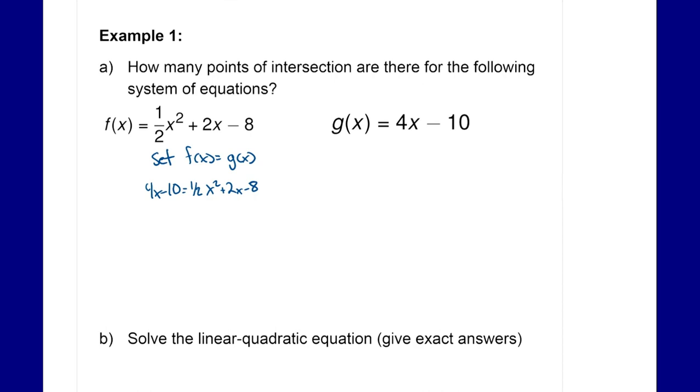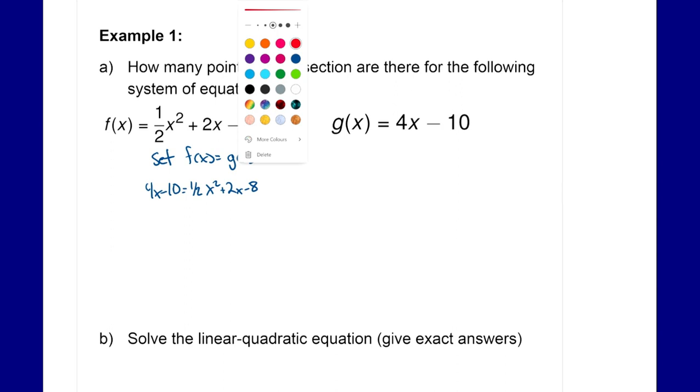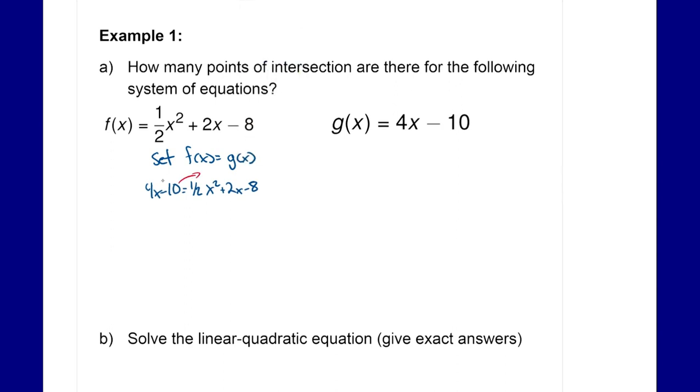Now what we're going to do is set it equal to 0, so I'm going to move everything over to the other side. I'm going to bring the 4x and the minus 10 over. So I'm left with 0 equals 1/2 x squared. The 4x coming over becomes minus 4x, so we get minus 2x. And then the minus 10 becomes plus 10, so we have plus 2. So now I've combined my 2 equations.